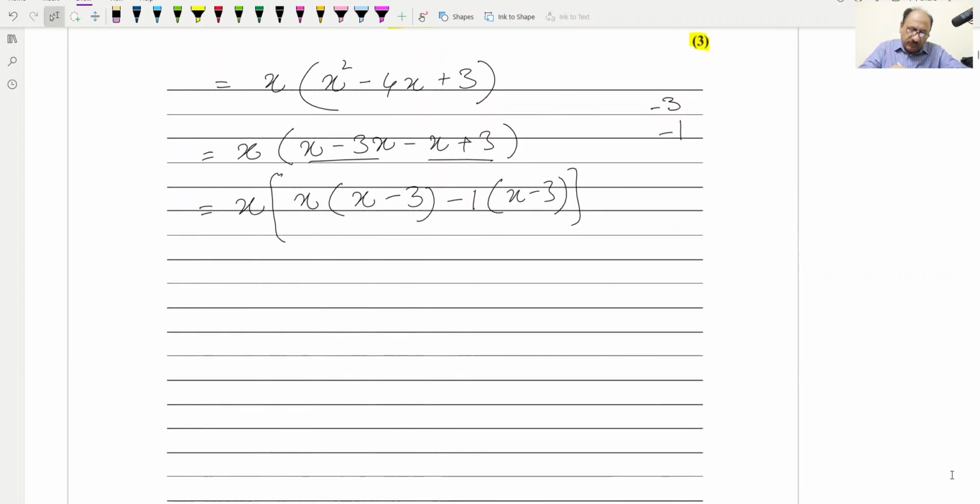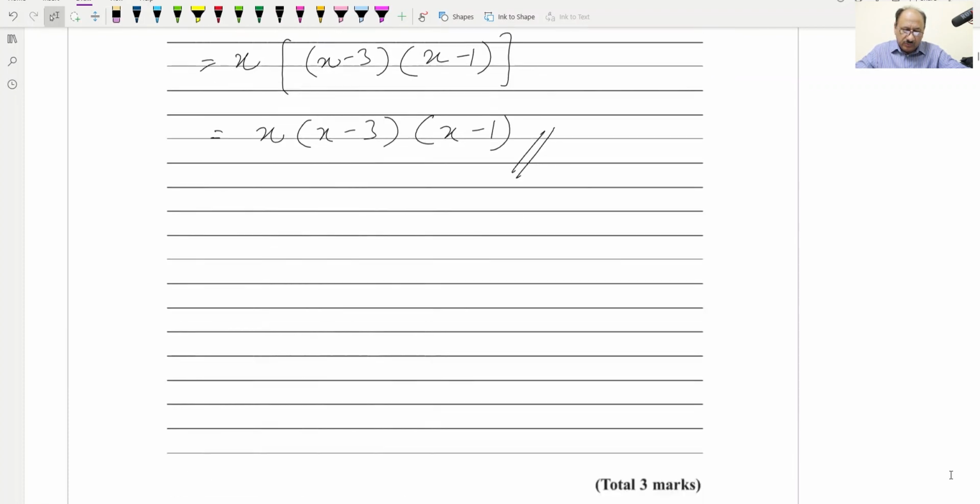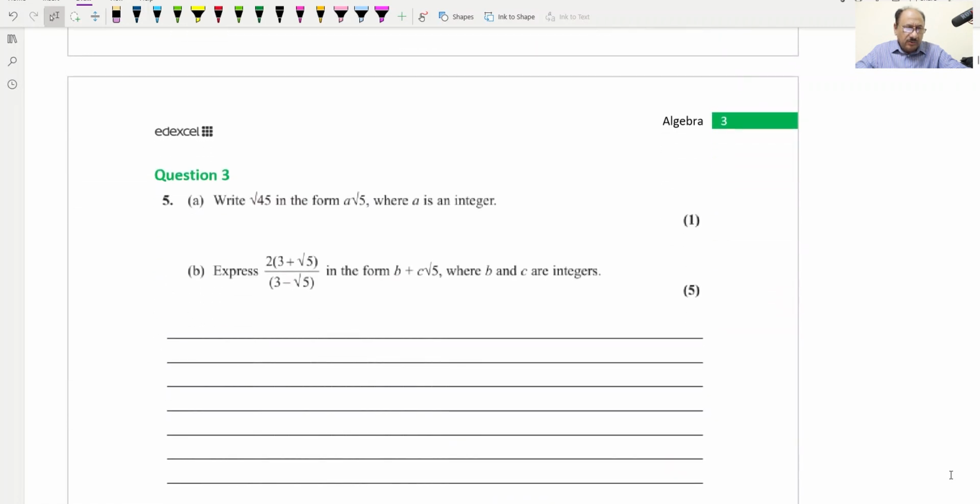And next step we can write x, and inside the bracket we can write x minus 3 and x minus 1 bracket close, and the final answer will be x into x minus 3 and x minus 1. This was 3 marks question, and this is the final answer for this question. Now question number 3 of this sequence, and this is question number 5 of the paper. Write under root 45 in the form a under root 5, where a is an integer. This is 1 mark question, just we have to change the shape.